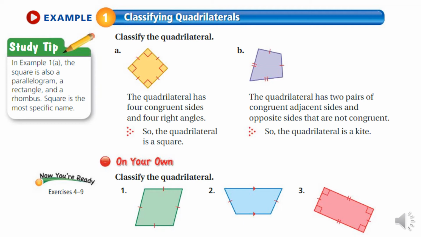As we look at B, we don't see any parallel sides here. Everything crosses, or if I drew them further, would cross. So that kind of reduces the number of choices right away.